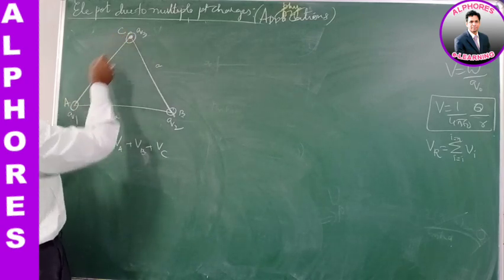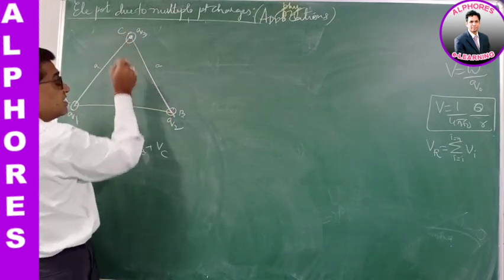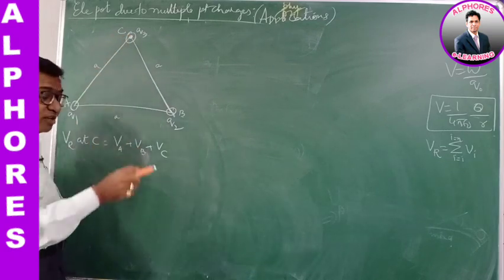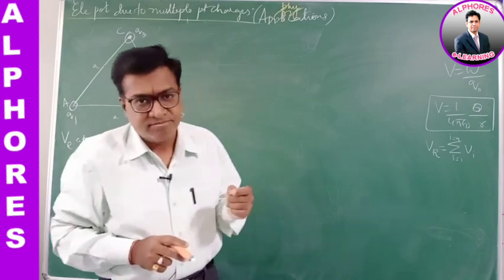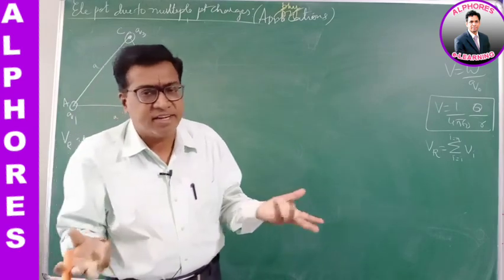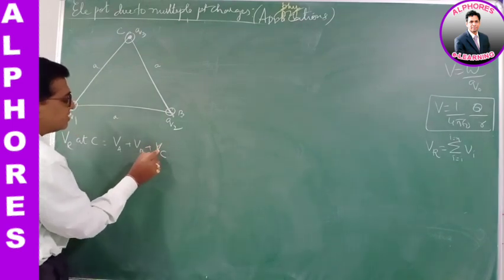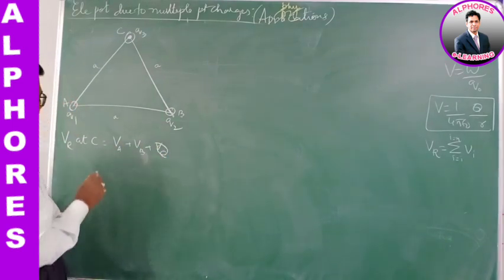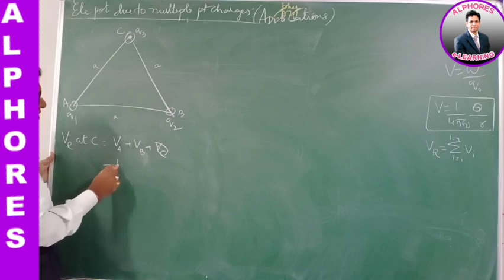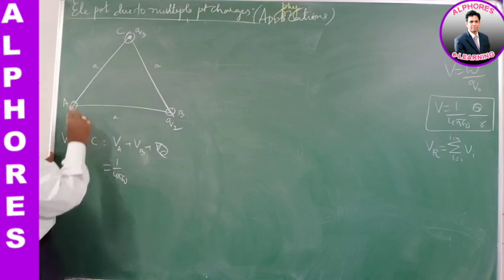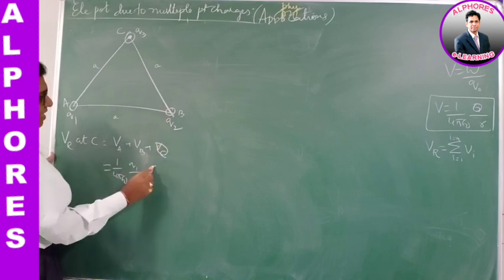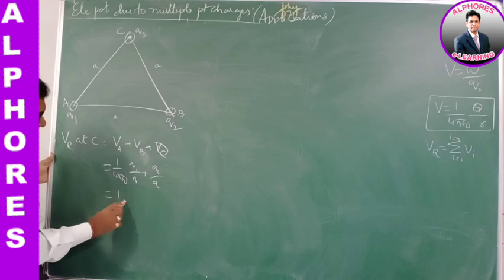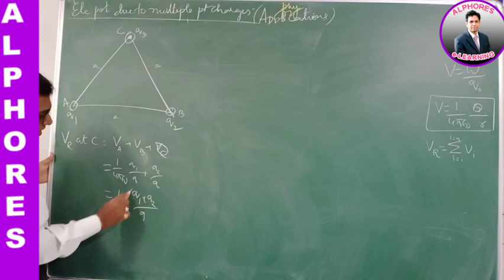So potential at A, charge and distance; B, charge and distance. But you know, potential at C, I was telling you, you cannot define the potential of the charge at itself, at the location of the point itself. It is undefined, you cannot define it. So this is C, you cannot consider it. Therefore, potential at A and B: it's 1 by 4 pi epsilon naught. Potential due to A is Q1 by A, potential due to B is Q2 by A. So you will get 1 by 4 pi epsilon naught, (Q1 plus Q2) by A.